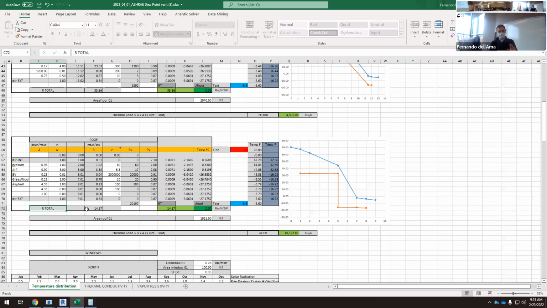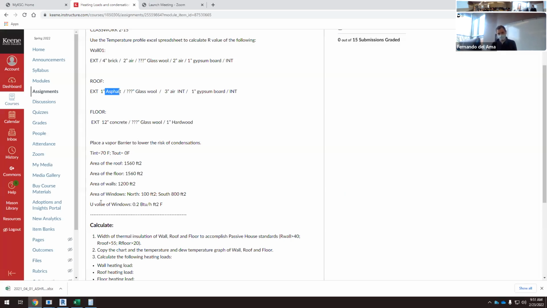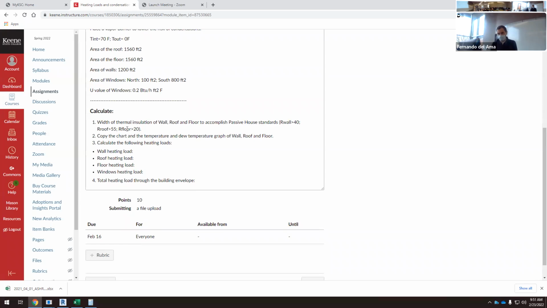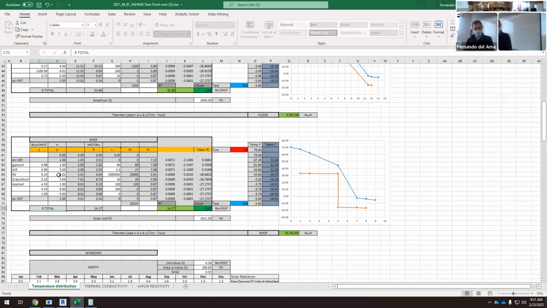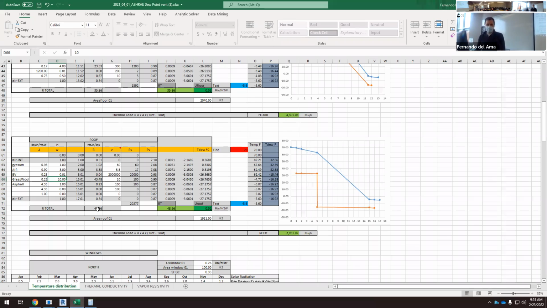Okay. And finally, oh, no, sorry. I have to change the R value. So what is the requirement for the R value? The roof has to be more than 55, okay? So now we have to select another thickness for the glass wool. Let's say 10. With 10, this is 48, it's not enough. 12. It's 57, okay. So with 12 inches of glass wool, this is more than 55.